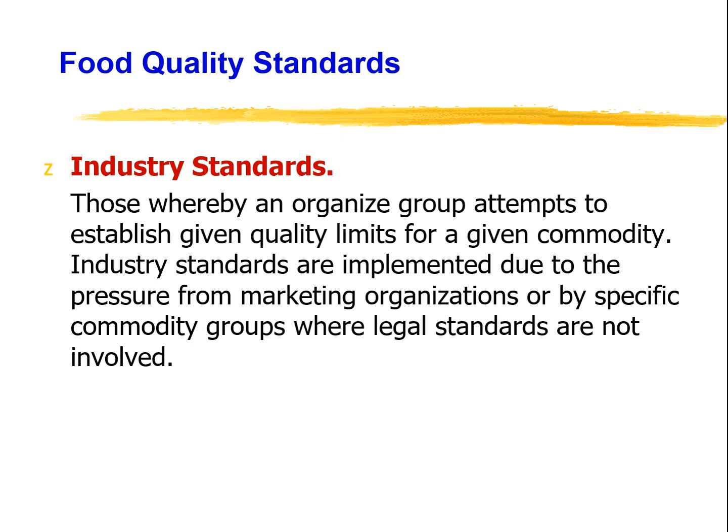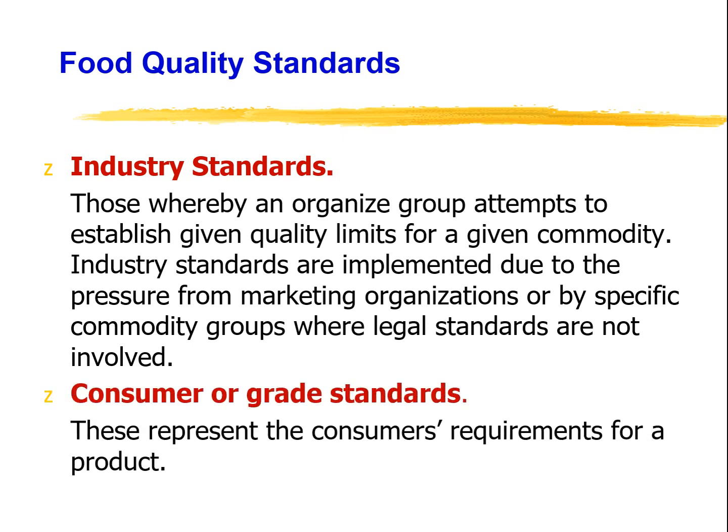Third is industry standards. These are the standards which are implemented by industry, or we can say that few organizations can combinedly produce some industrial standards. And industry standards are implemented due to the pressure from marketing, because the marketing people are in direct contact with the consumers, so they can identify the different ways through which the producer can understand and know about the importance of different criterias to attract the attention of consumers. So this is industrial standard, which is mostly due to the pressure from marketing.